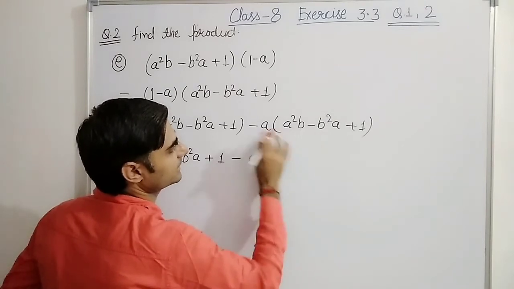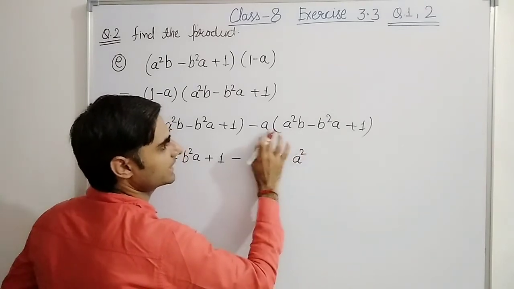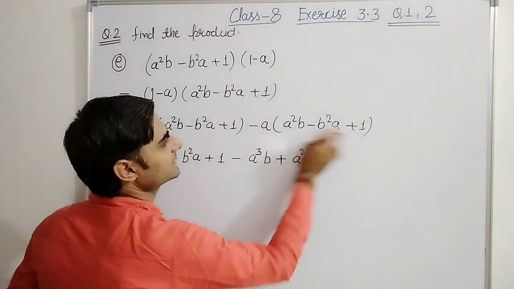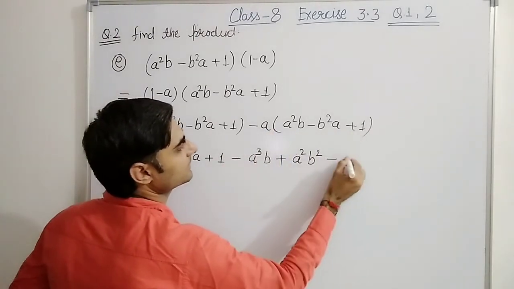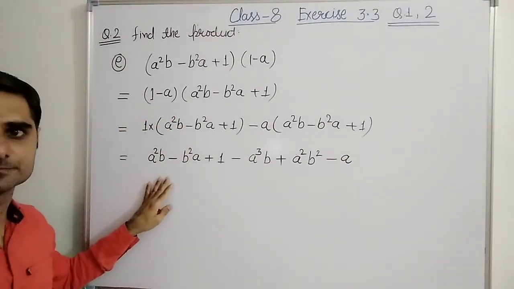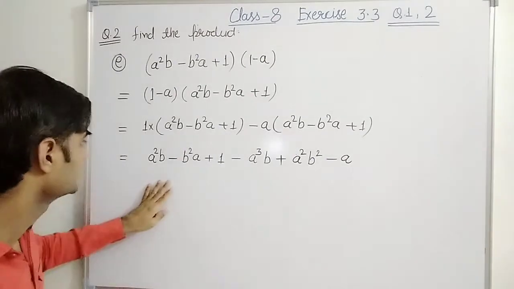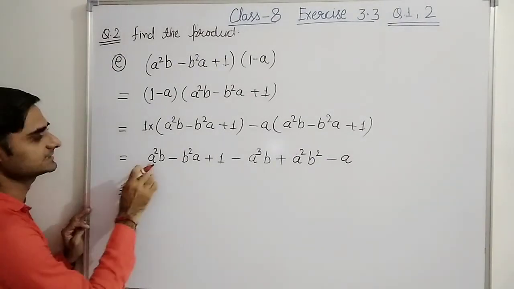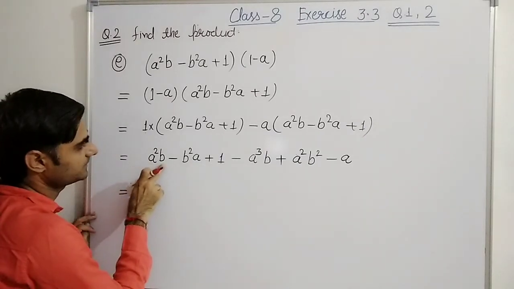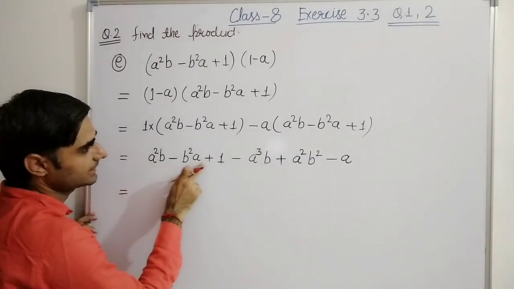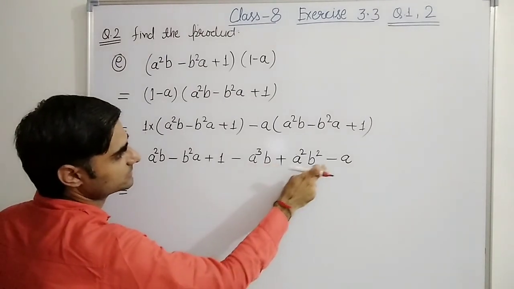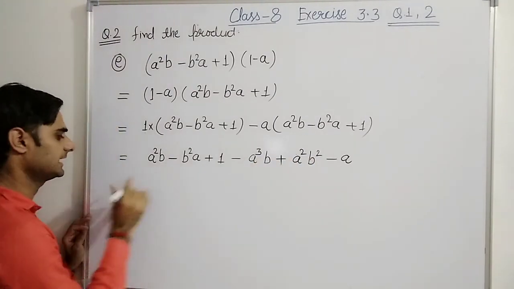Look, how much will a become? A square and this is b square. A multiplied by minus, plus minus, a multiplied by 1 is equal to a only. Now here what is left? The second thing, next thing is, look, is there any like term? a square b square a plus 1, a cube b square minus a, there is no like term at all.